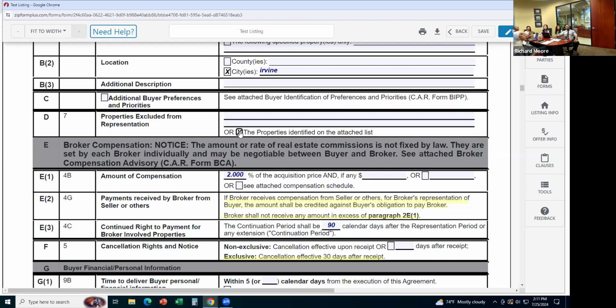you can click on this box and it'll include that form. Oh, is there a special list form for that? No, you can just include the attached list and make it part of the contract, yeah. So I'm going to leave that unchecked.